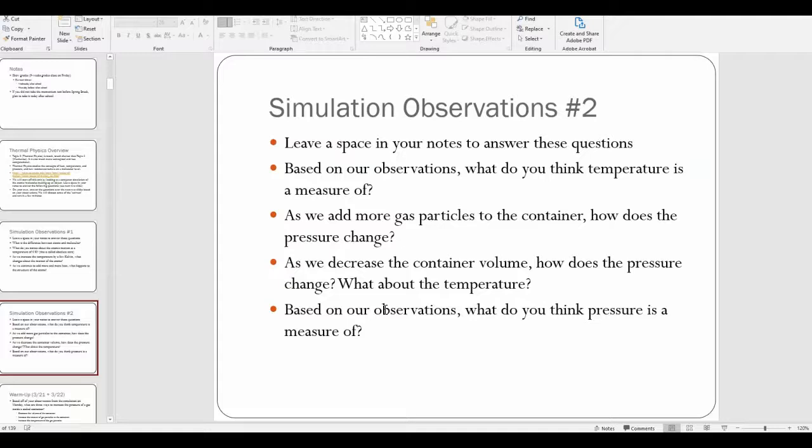The second question is, as you add more gas particles to the container, how does the pressure change? As you decrease the container volume, because remember you can push in the top of the container, how does the pressure change, and the temperature? And then this last one is really kind of hard to figure out just based off of observations. But based off of your observations, what do you think pressure is a measure of? And you could be completely wrong, and that's completely okay. I just want to see what takeaways you can get from playing around with the simulation. So based off of playing around with the simulation, what do you think pressure is a measure of? Pause there and try to answer that question.